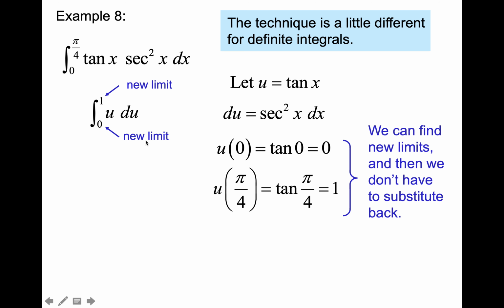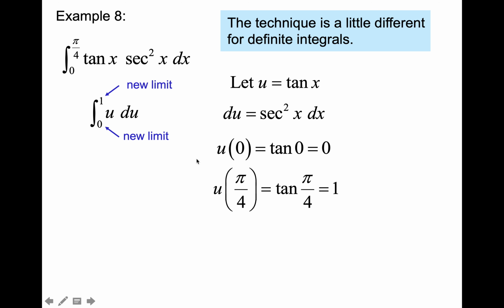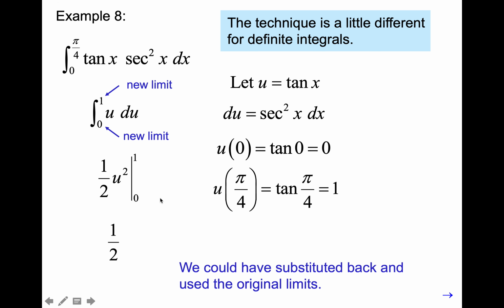So now when I do the antiderivative, I get u squared over 2, plug in a 1, plug in a 0, and we get our answer of 1/2, and it's just way easier. Now, the alternative is to not put limits on at all, leave it as u du, and then put the tangent x back in and evaluate it with the old limits. So that's your option, but I recommend finding new limits.